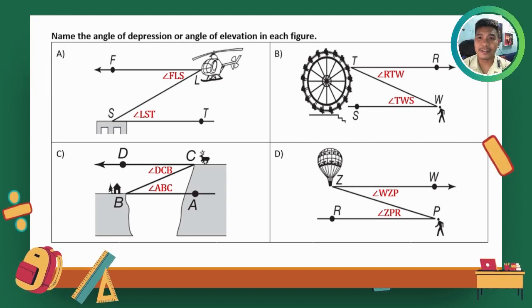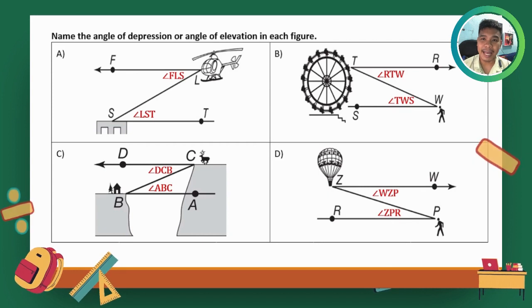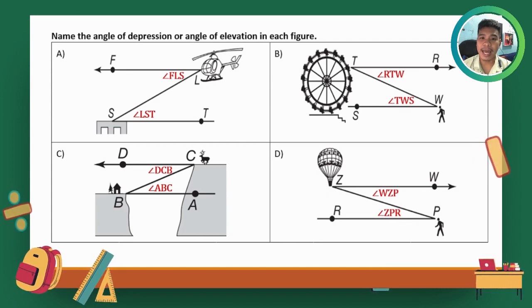Remember that the horizontal lines on the illustrations are considered as the line of sight, and the angles below and above them are the angle of depression or the angle of elevation. You are now to identify which of the two given angles for each illustration are angle of depression or angle of elevation.